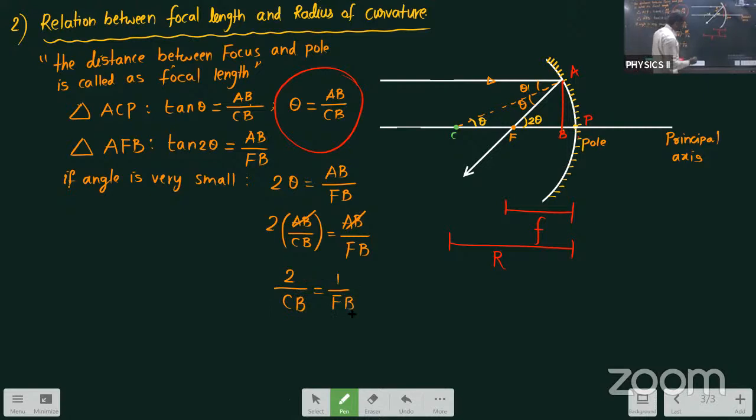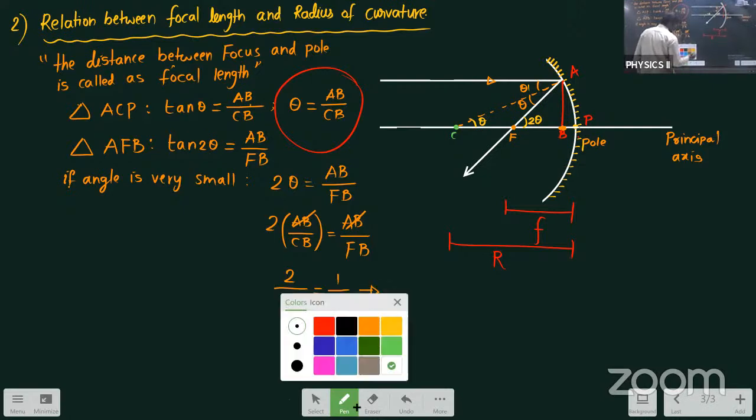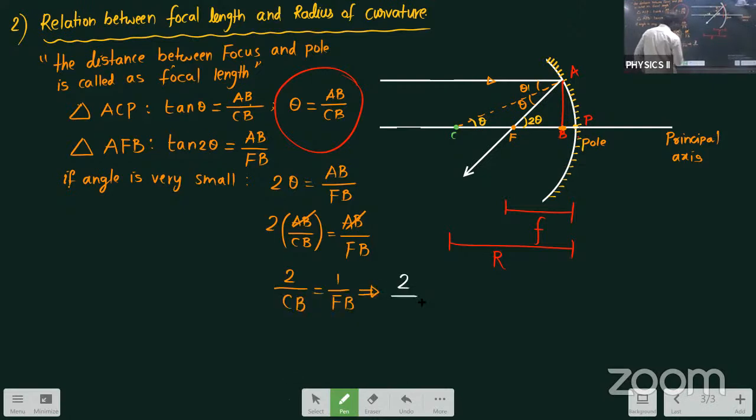Now carefully see here. We are assuming that these two points, point B and point P, are very close to each other. The distance between them is negligible, and we assume that point B is at point P only. Then what will this become? See here, our final expression: 2 divided by CB. C point is here, B point is here. But what I said?